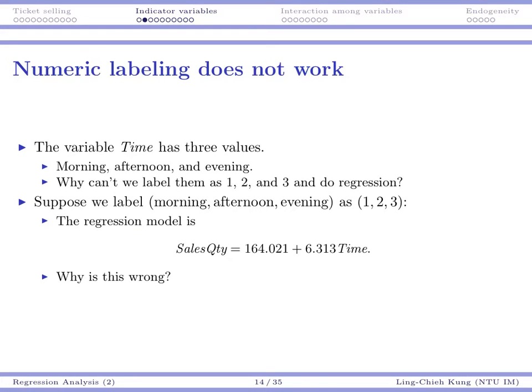So why is that? Why can we not just call them 1, 2, 3 and do a regression model? If we really do that, we will get a regression model like this. Okay? Seems to be explainable. When time increases by 1, we expect a sales increase by 6.3. And 1 here is explainable, right? Because that means from morning to afternoon or from afternoon to evening. So why is this equation wrong?